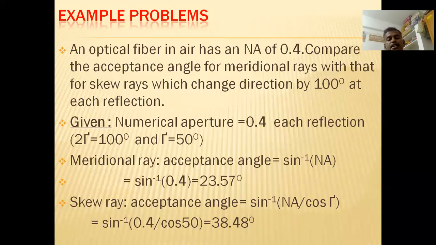For the meridional ray, the acceptance angle is equal to sine inverse of numerical aperture. So sine inverse of 0.4 is equal to 23.57 degree. For the skew ray, the acceptance angle is equal to sine inverse of numerical aperture by cos gamma. So sine inverse of numerical aperture 0.4 divided by cos gamma, where gamma is equal to 50 degree. We get the skew ray acceptance angle is equal to 38.48 degree.